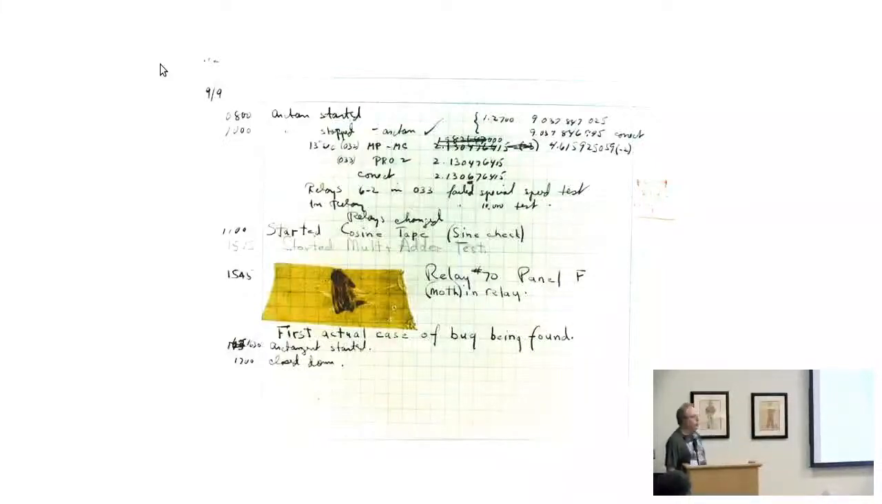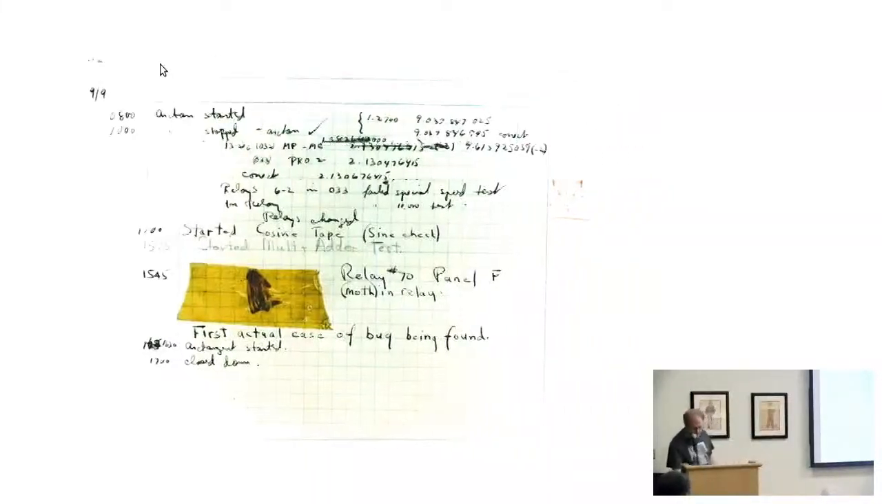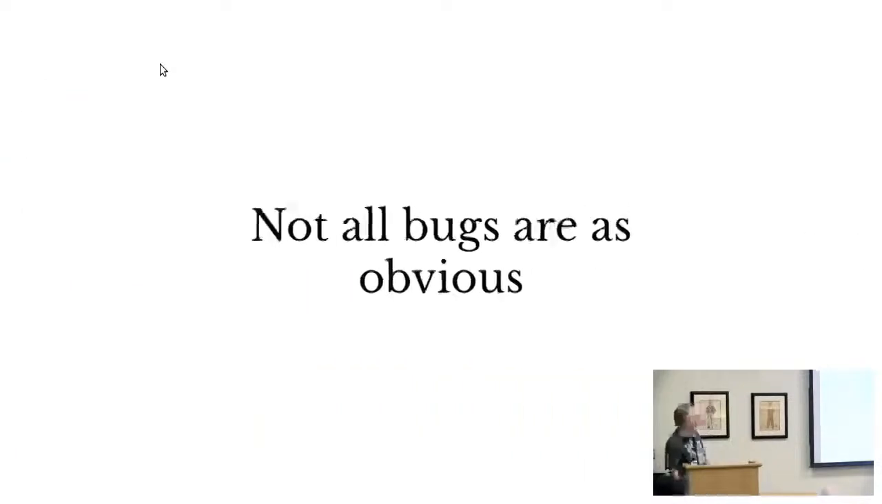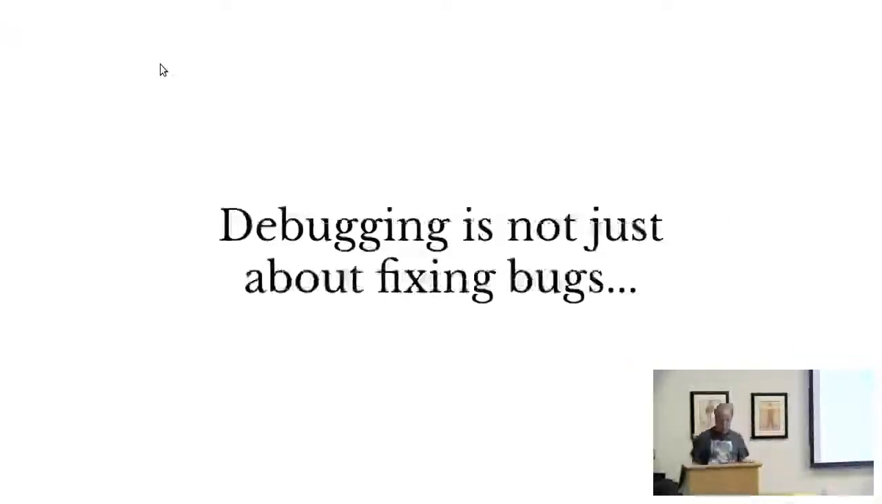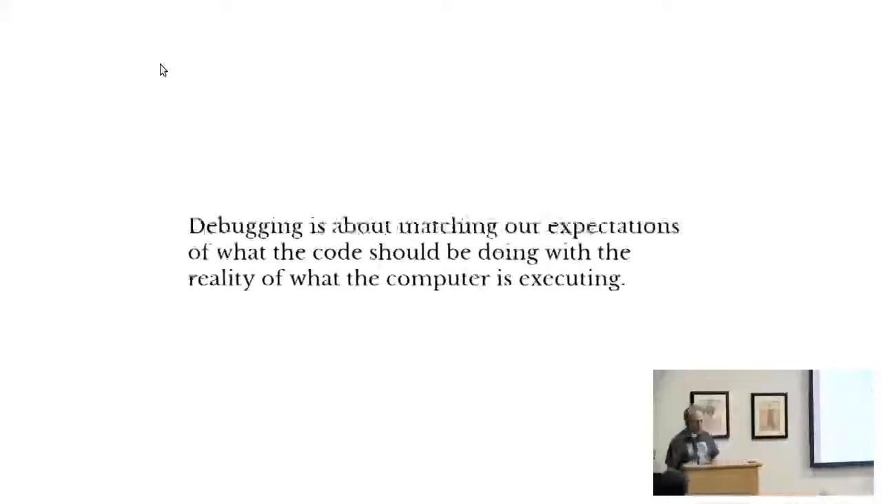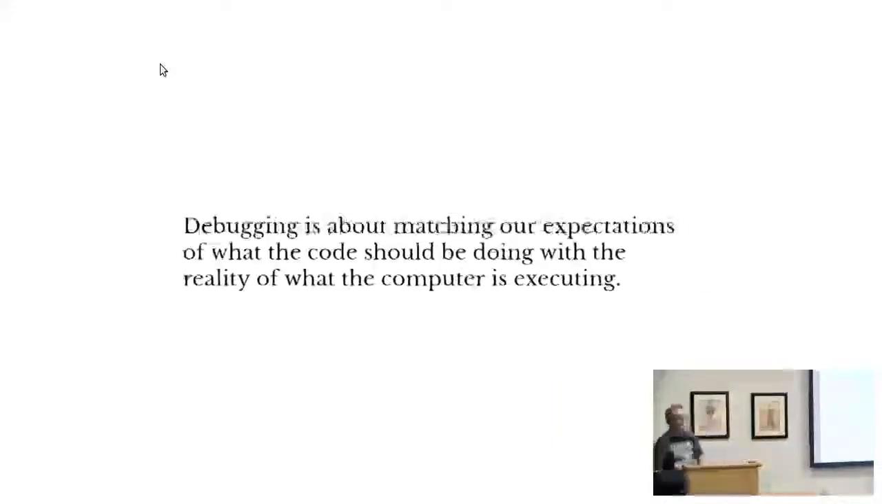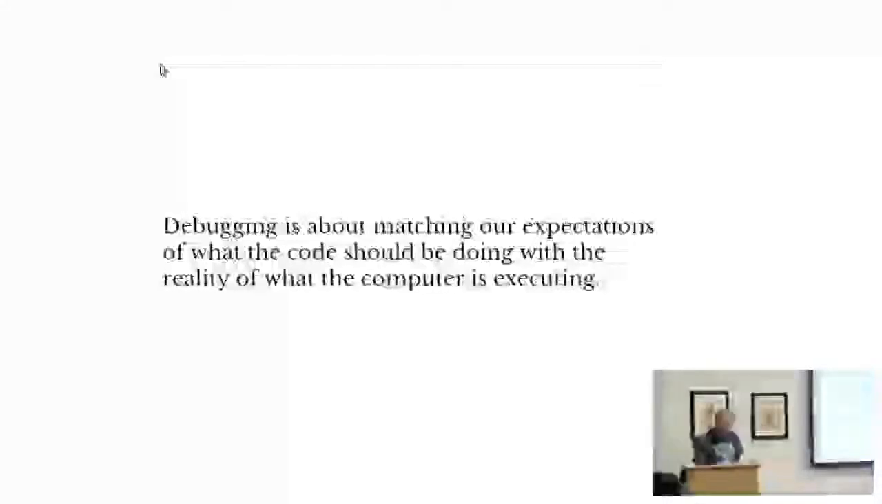Hopefully our bugs won't be quite as famous as that bug, but not all bugs are as obvious as a giant moth in a relay on an old computer. Sometimes it takes a little bit more, and debugging is not just about fixing bugs. It's also about figuring out what the code is actually doing, because sometimes you get pieces of code and you're not exactly sure what the heck it's doing. You think it's doing one thing, but it's doing something completely different.